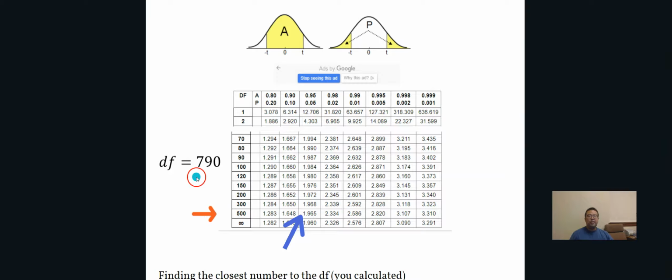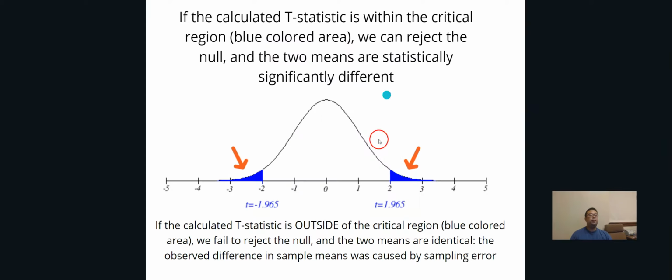So 790 is closer to 500 compared with infinity. So we are using 1.965 as t-critical. So in this distribution, it is negative 1.965 and this is positive 1.965. So I will show you in the next slide.